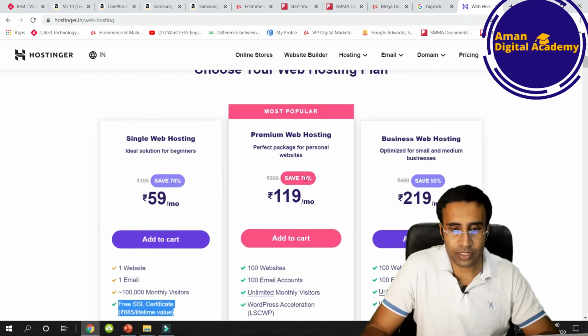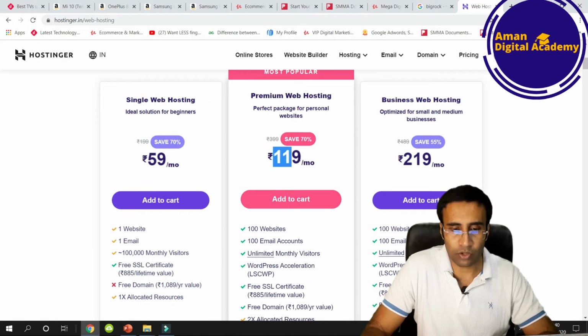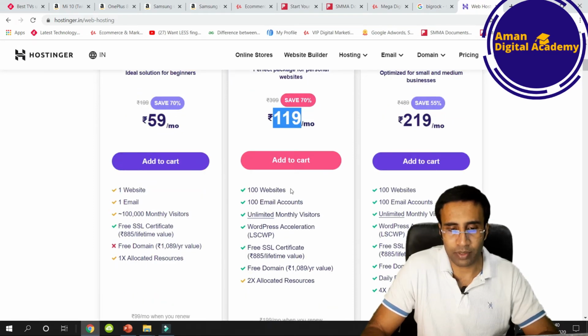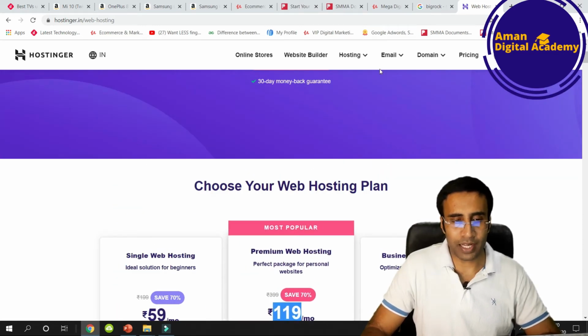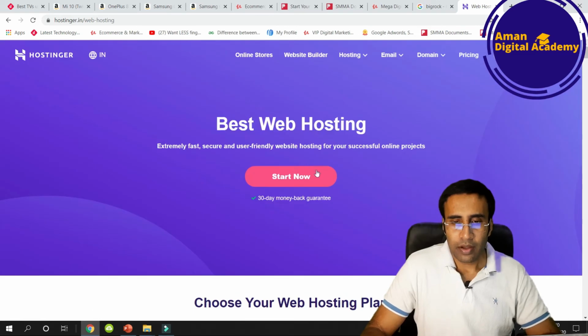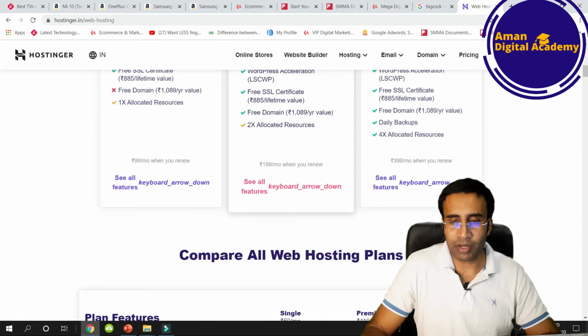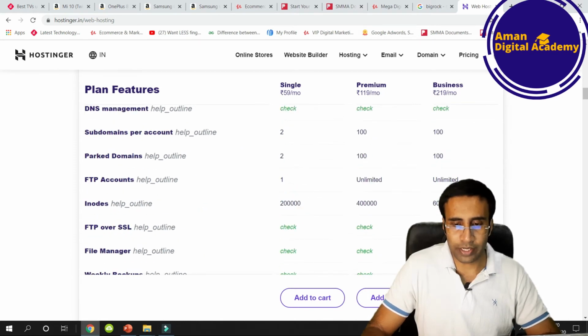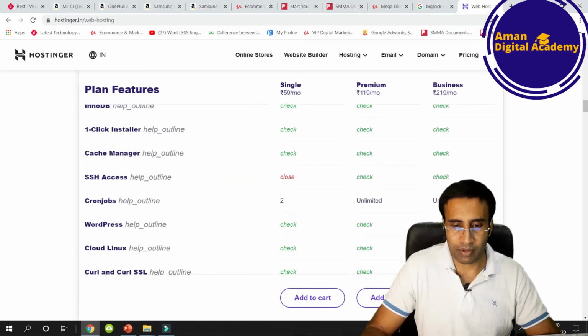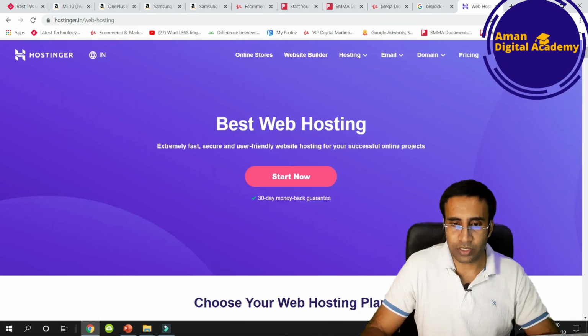Second, the premium web hosting: you will be charged 119 per month, where you can host 100 websites, 100 emails, unlimited monthly visitors, and a free SSL certificate. So these are the different plans which Hostinger is providing. One more thing I would like to tell you is that these websites are very professional, so if you want to continue your website with these companies, you can start by taking their hosting service.